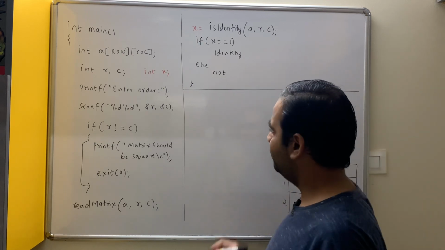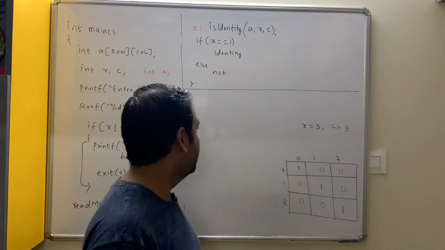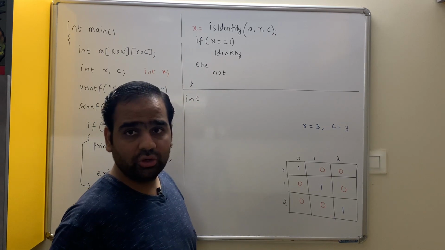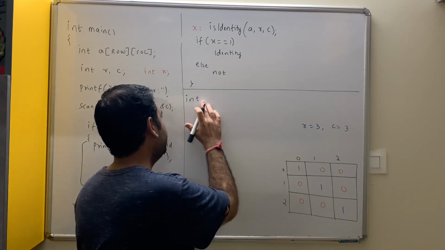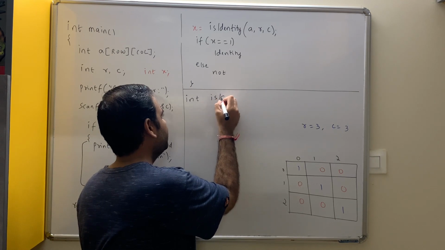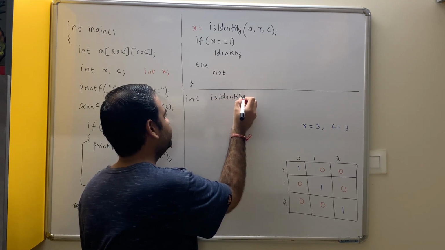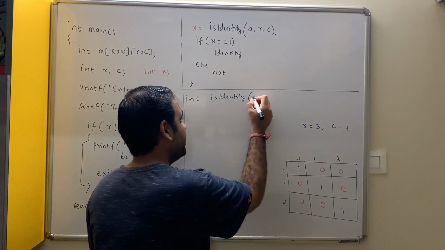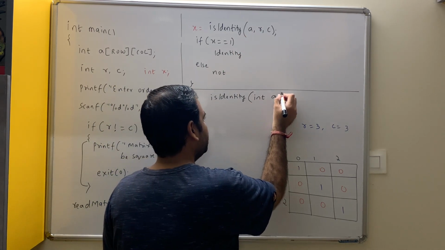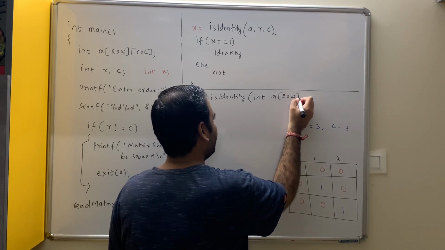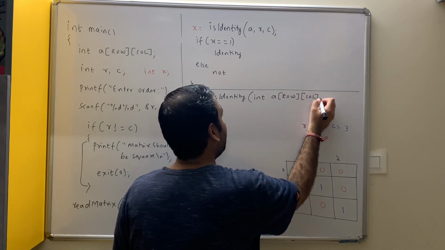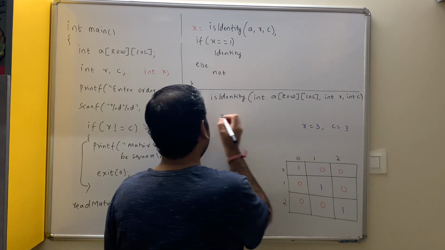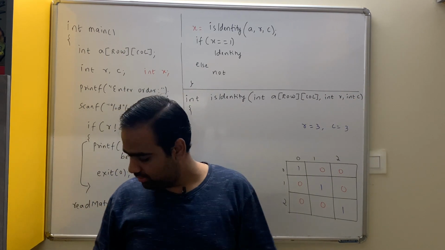And let us write the function isIdentity. Now, what is the return type of the function? It is integer. It returns 1 if it is identity, 0 if it is not identity. What is the function name? isIdentity. What is the first parameter here? A, an integer 2-dimensional array, int A of row column. What is the second parameter? R, the number of rows. The third parameter is C, the number of columns.